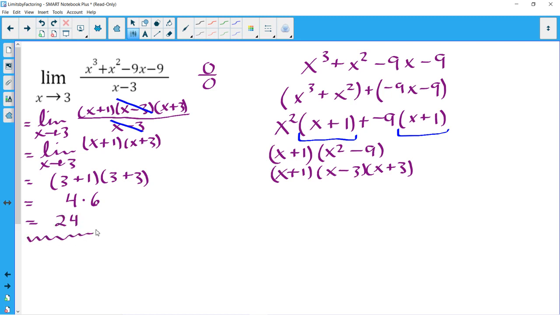So guys, that's a great couple of examples, or 3 examples, I guess, of evaluating limits by factoring.